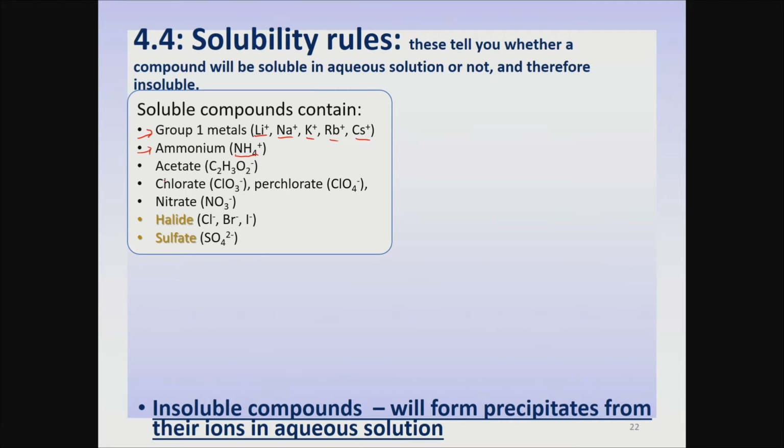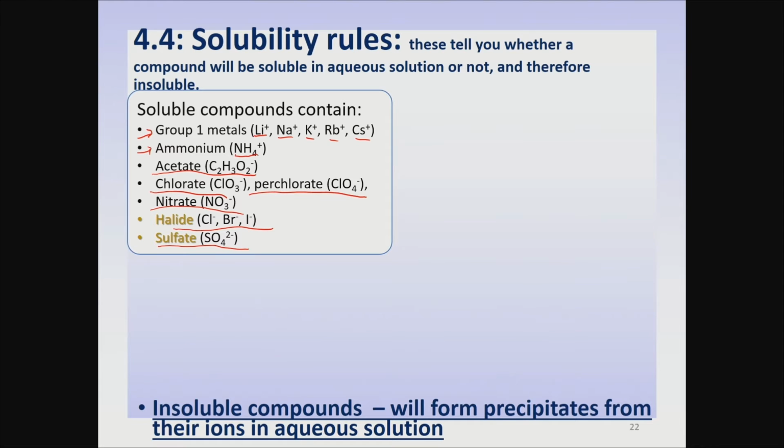Furthermore, any compound with the acetate ion, whose formula is C2H3O2-, will be soluble. Also, any compound with a chlorate or a perchlorate ion will be soluble in water. Any compound with a nitrate ion will be soluble in water. And then if you have a compound with either chloride, bromide, or iodide, it will usually be soluble in water, but there are a few exceptions. I'm going to be talking about that. Same thing with sulfates. Most sulfate compounds are going to be soluble in water, although there are going to be a few exceptions.